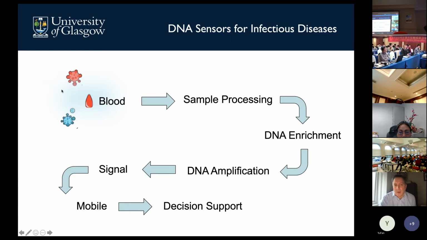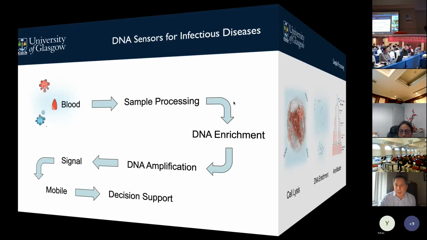So in the case of malaria here, we take a spot of blood. We need to do some sample processing to remove the malarial parasite from the red blood cell, and to lyse open, or break open, the parasite so we have access to the DNA. The DNA needs to be concentrated before it's amplified, resulting in a signal, and then that signal is read by our mobile phone and used within a decision support tool to give advice on what the infection outcome actually is.